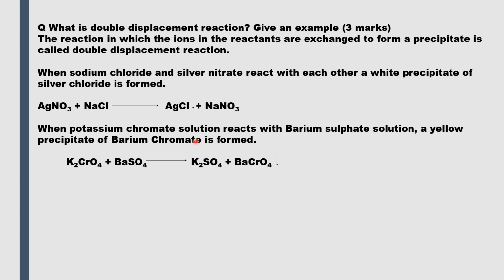Another example: when potassium chromate, that is K2CrO4, reacts with barium sulfate, BaSO4, a yellow precipitate of barium chromate is formed. Formula of barium chromate will be BaCrO4. What is the color of the precipitate? Please remember the color of the precipitate of barium chromate. It is yellow colored precipitate. Again you can see that an arrow mark is shown in the downward direction, indicating that this is the precipitate formed, and along with that K2SO4, that is potassium sulfate, will be formed.